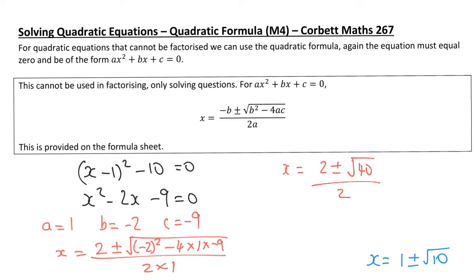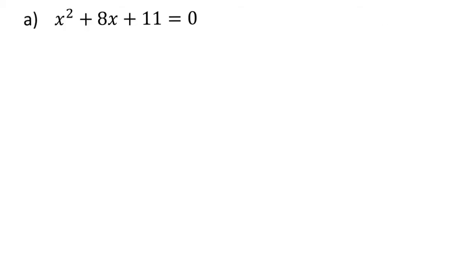And if you put that into your calculator, it will work out to be 1 plus or minus the square root of 10, which is the same as what we had. If we didn't want to use a calculator, we could use surds to simplify the square root of 40, but we'll not show that here. So example A, x² + 8x + 11 = 0.